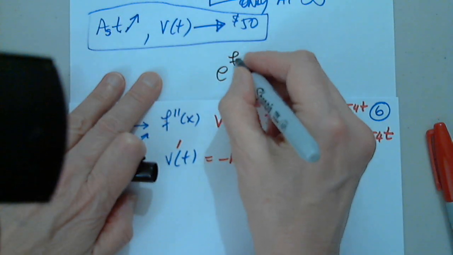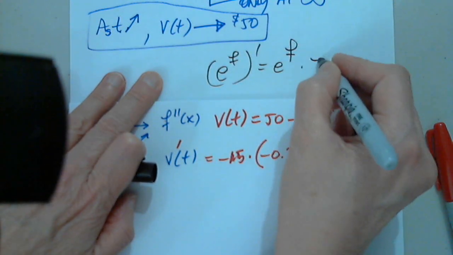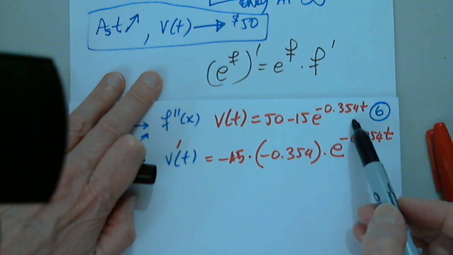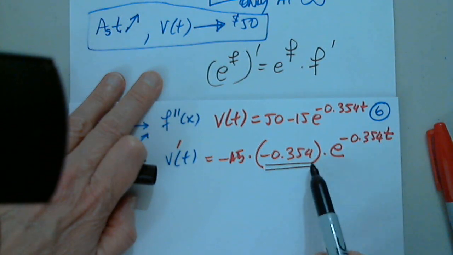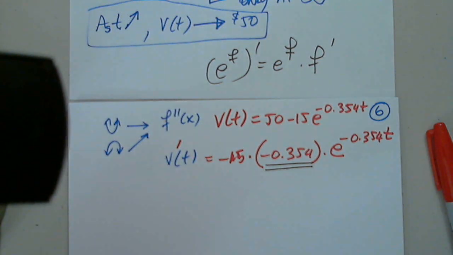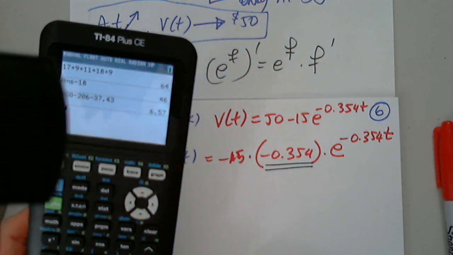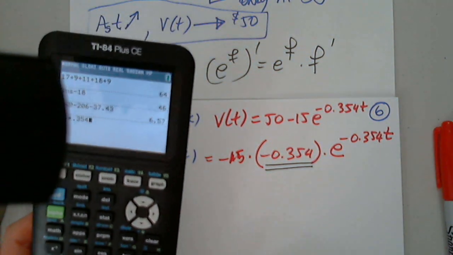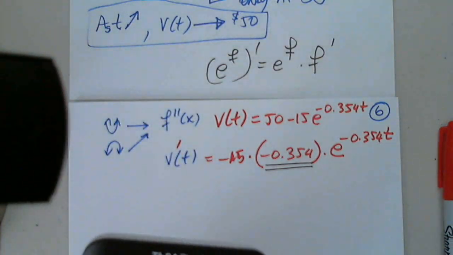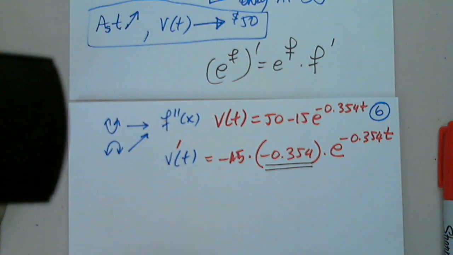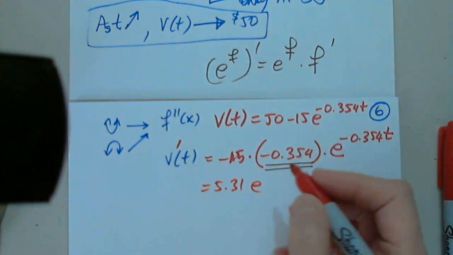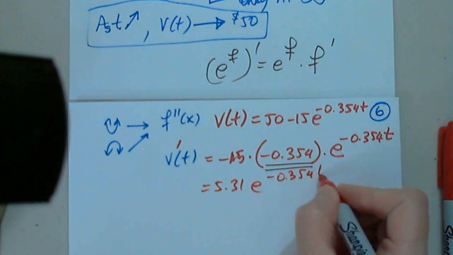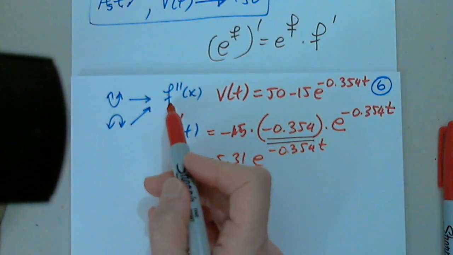So e to a function prime is e to the function times the function prime. When I differentiate this, I only get this number. Is that okay? Yes. Perfect. So now I need to multiply these two. I don't want to change the screen. So 0.354. And I got 5.31. So 5.31 e to negative 0.354t. This is not what I'm looking for. This is what I'm looking for.